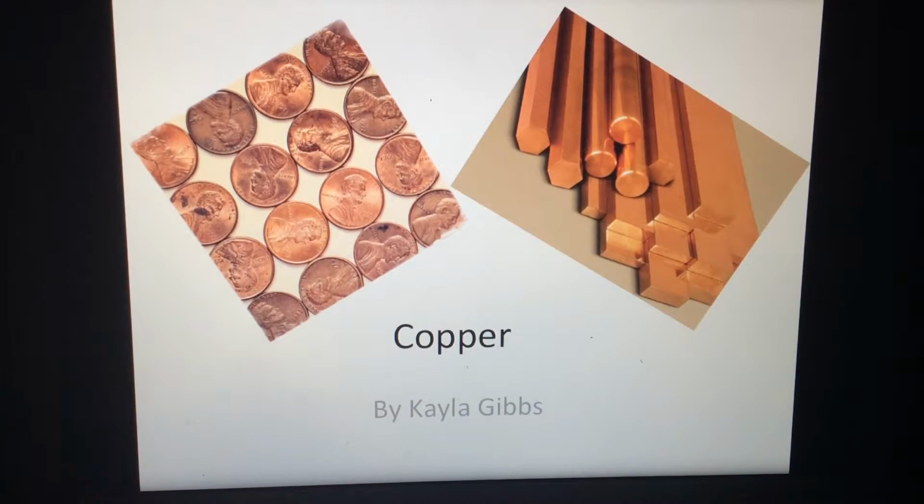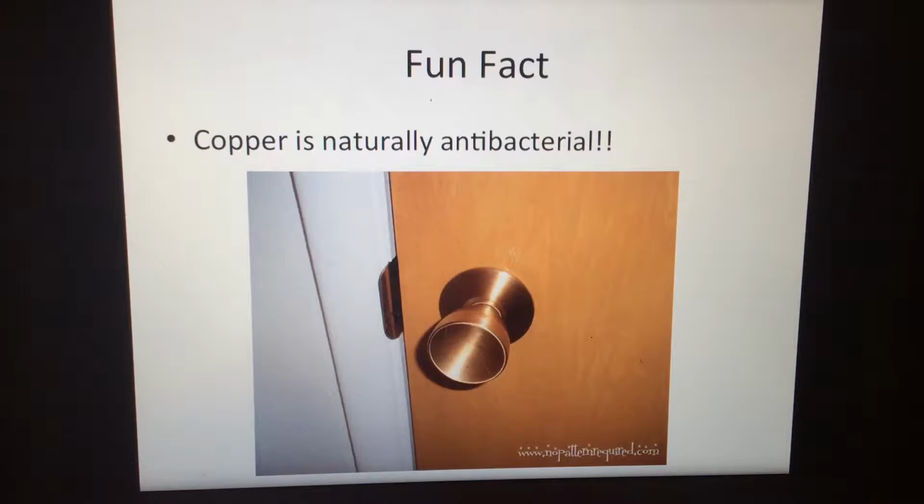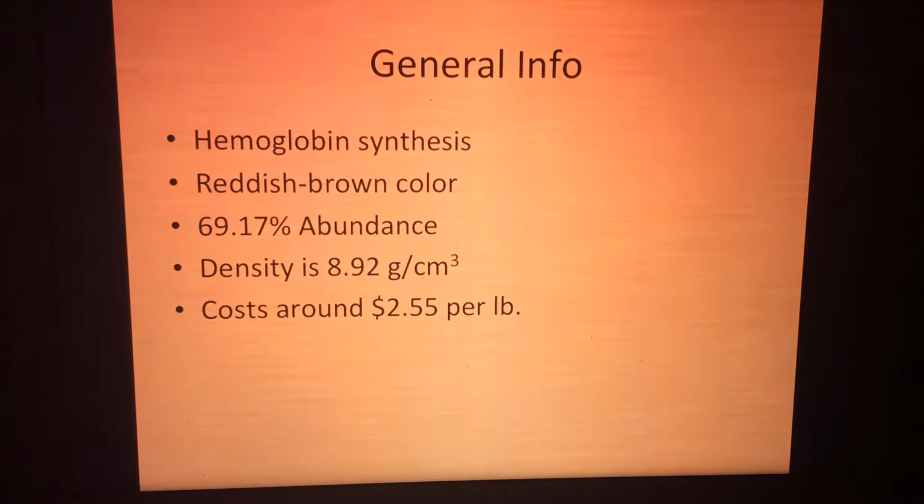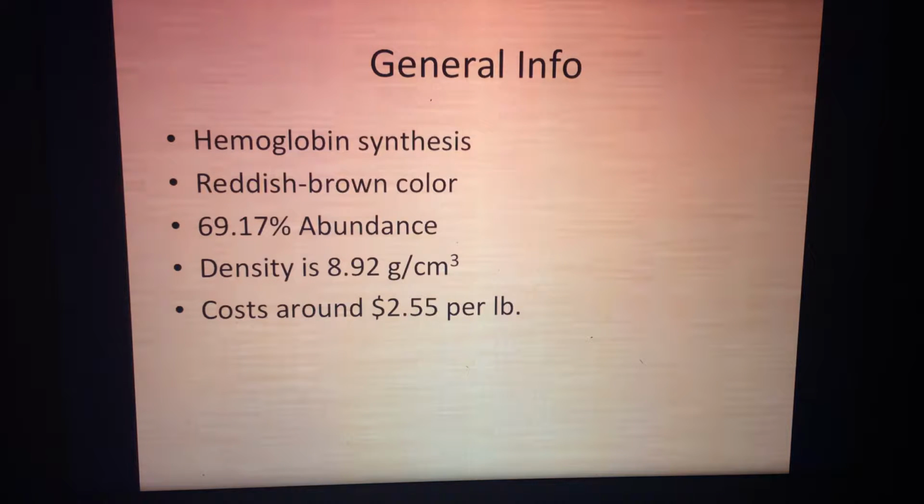My element is copper, so I will be explaining some structural information of a copper atom. A fun fact about copper is that it is naturally antibacterial, so doorknobs and handlebars made from copper will help prevent the spread of bacteria. In the human body, copper is involved with hemoglobin synthesis. It is a reddish-brown color, as you can see in the background.